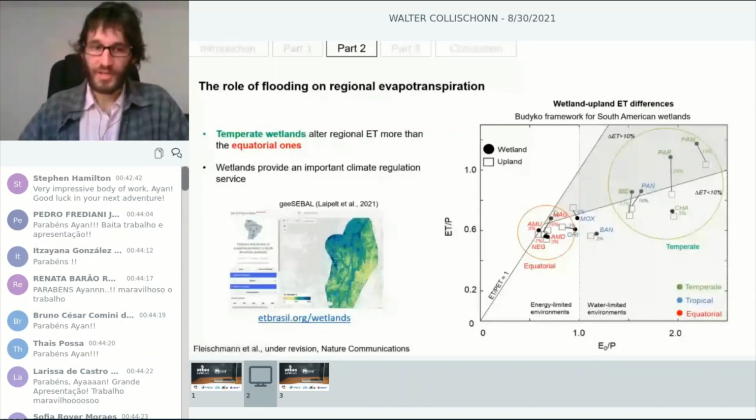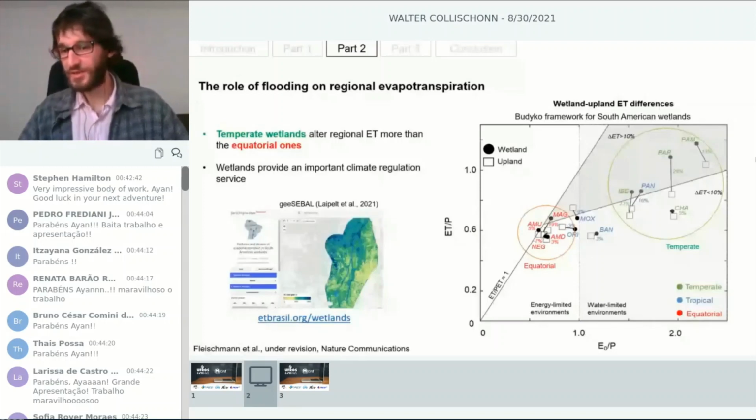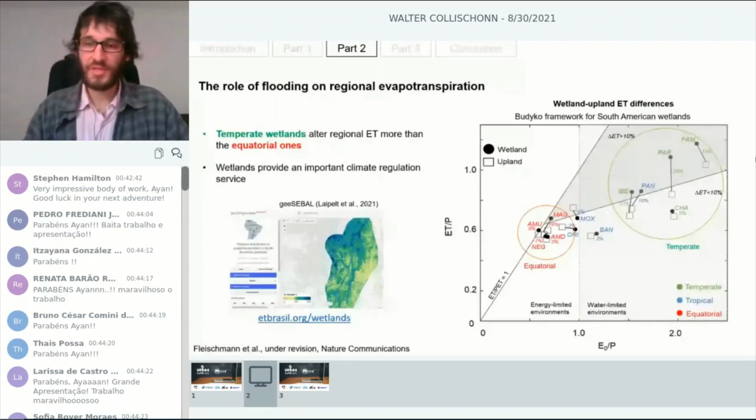And when we compare them, we see that there is a larger difference between wetland and uplands in this region, which are the temperate wetlands, and there is a smaller difference in the equatorial ones, like in the Negro and the Amazon region. And this means that temperate wetlands tend to alter the regional evapotranspiration more than the equatorial ones. And of course, it depends on many other factors, such as flood propagation along the terrain, the existence of a consolidated river drainage system or not, and other factors. But this is a general picture of the changes in regional scale evapotranspiration.